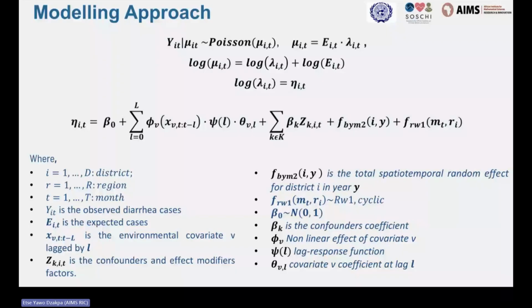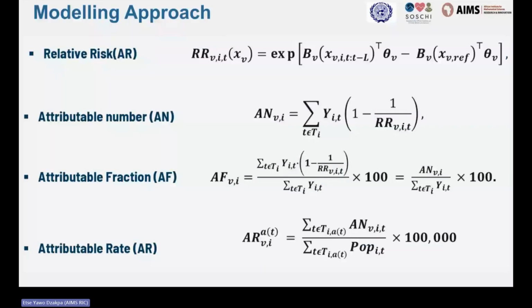So when we have completed those models, the key element that we have at the end to consider is the relative risk, because the attributable number is calculated based on the relative risk. The attributable fraction is calculated based on the relative risk, and the attributable rate is also calculated based on the relative risk. So all these elements are available, and we can also have access to them online.